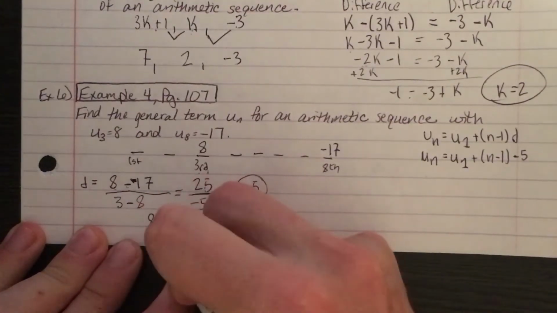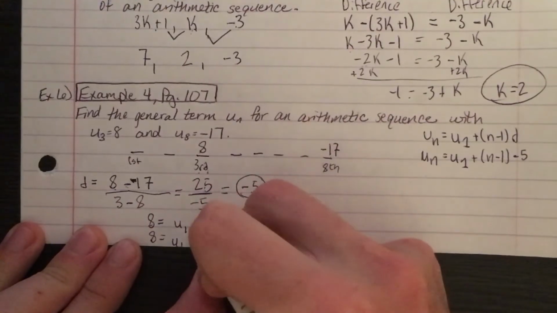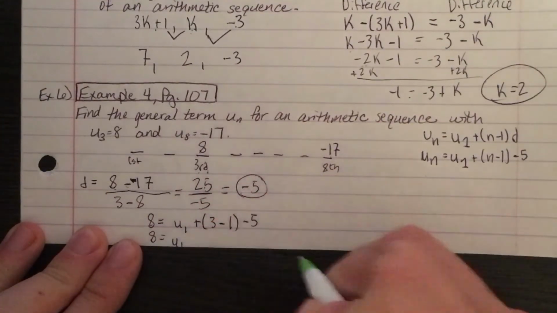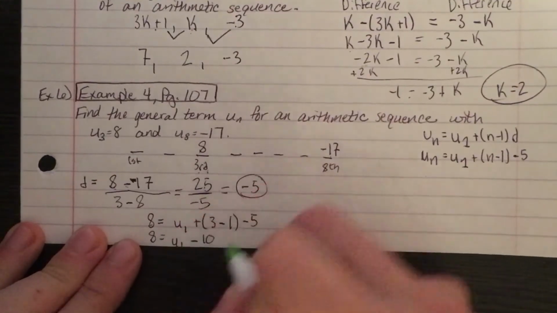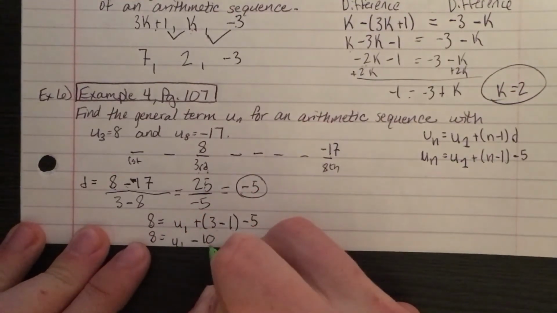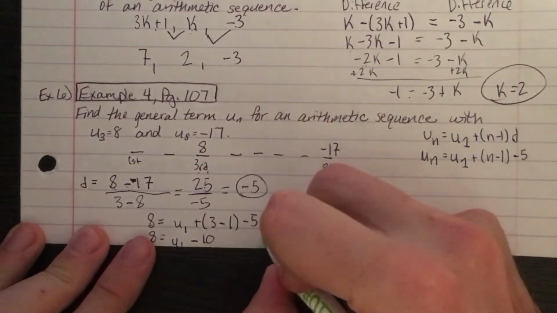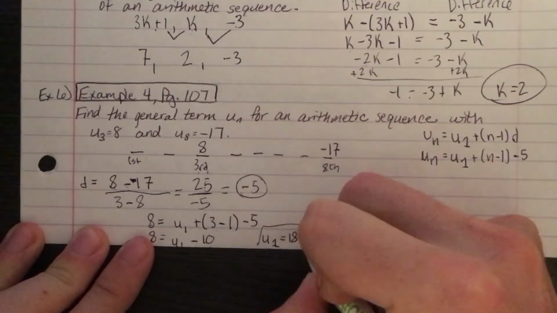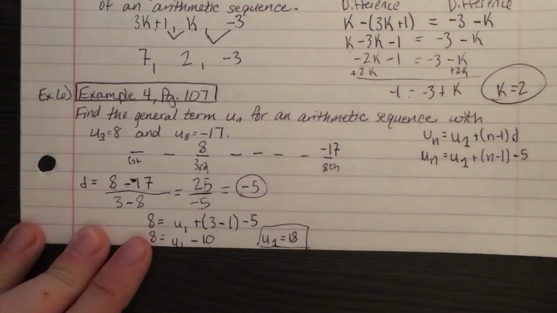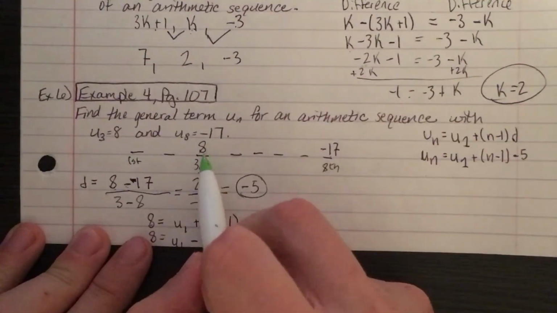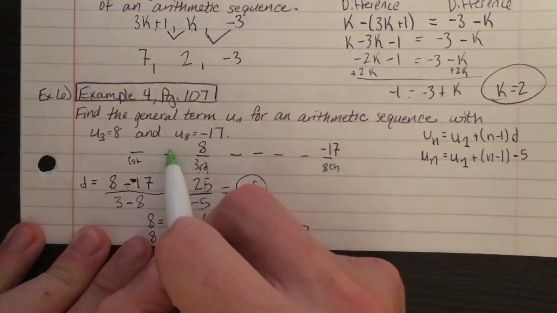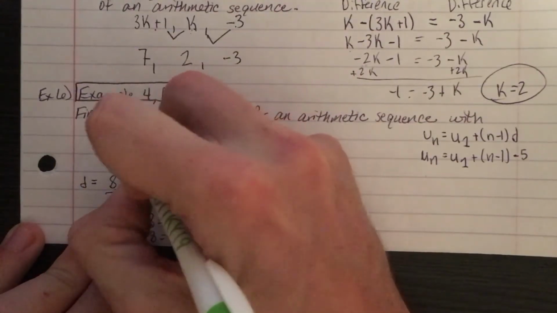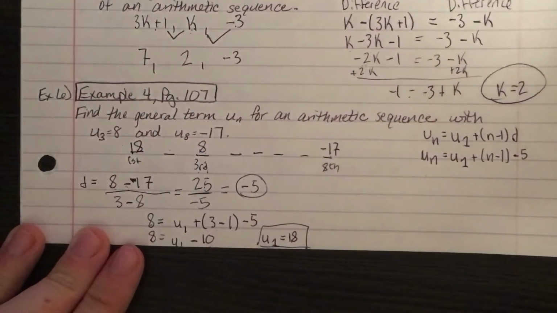So we get 8 equals U1 plus 2 times negative 5. That's going to be minus 10. So U1 minus 10 is going to be 8. You all can probably figure out that that is going to be 18. Some of you all are probably looking at that and saying, Mr. Price, why didn't you just say, well, we're subtracting 5, add 5, that's going to be 18. That is a fine way of doing it.